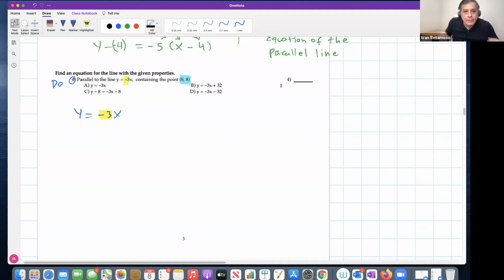Find an equation for the line with the given properties: parallel to the line y equals negative 3x, containing the point a comma 8.